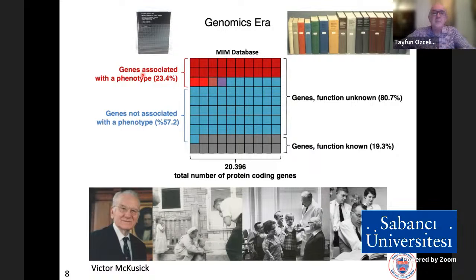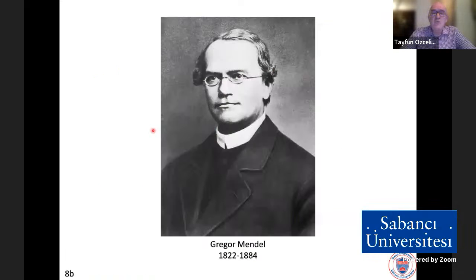And about 57% of them are not associated with any disease at all. These diseases, single gene disorders, we also call Mendelian diseases. Gregor Mendel, as you all know from your basic classes in genetics, was a monk who lived in the Czech Republic in the 1800s. He was born in 1822 and passed away in 1884.